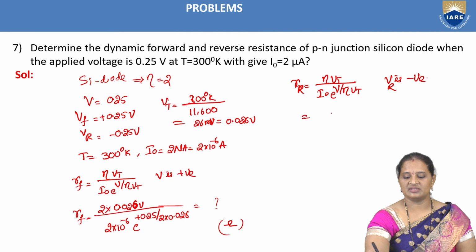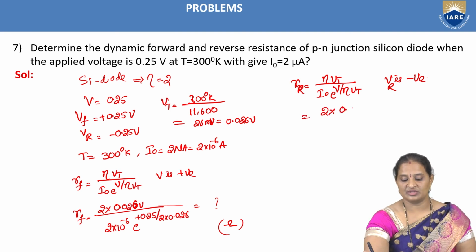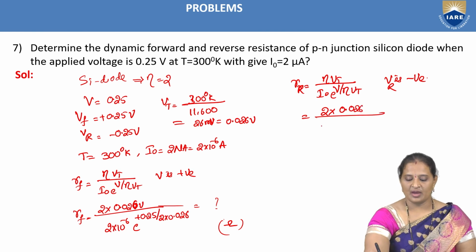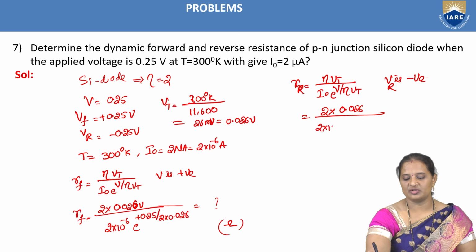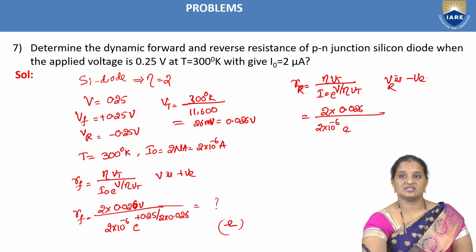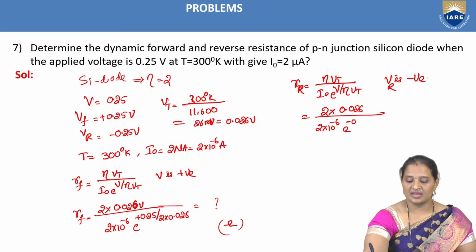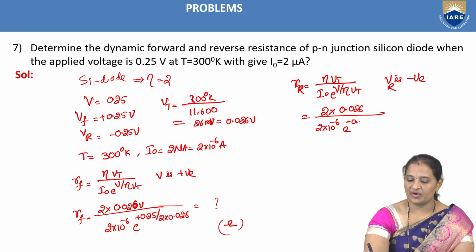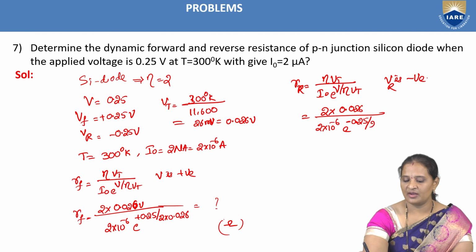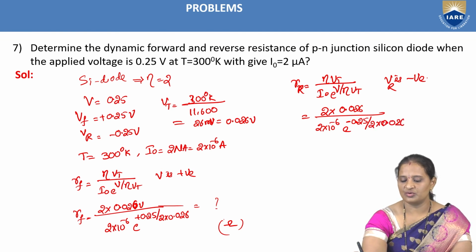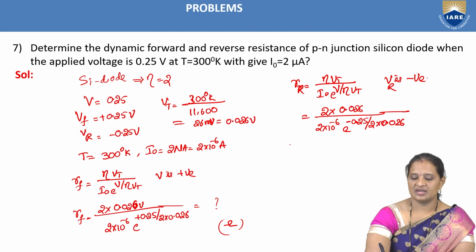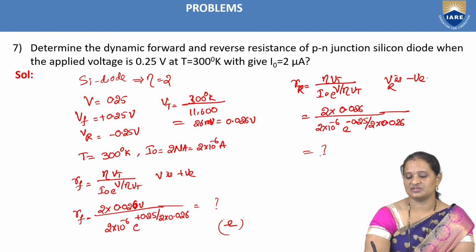Now coming to the reverse resistance, eta value is 2 and Vt value is 0.026 divided by I naught, which is 2 into 10 to the power of minus 6, e power V. As it is reverse dynamic resistance, minus 0.25 divided by 2 into 0.026. So this is the dynamic reverse resistance.